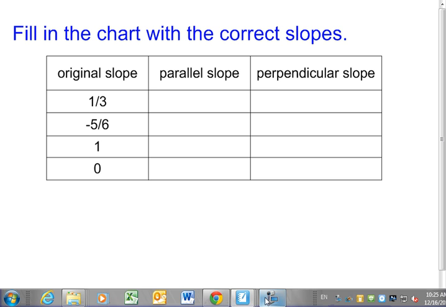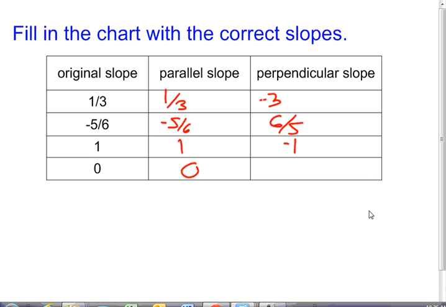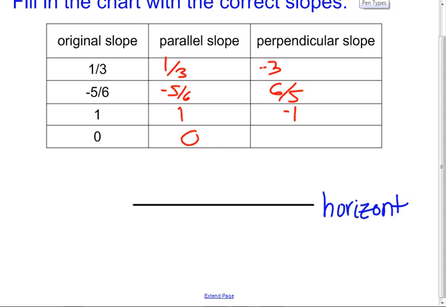1/3, -5/6, 1, 0. Okay, you guys? What kind of line is it if the slope is 0? It's got a special name. Horizontal. I'll actually write it out. The slope is undefined. I'm going to get there.